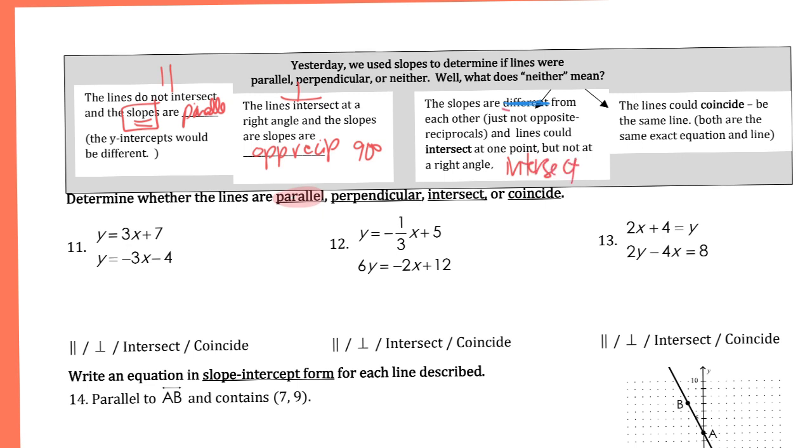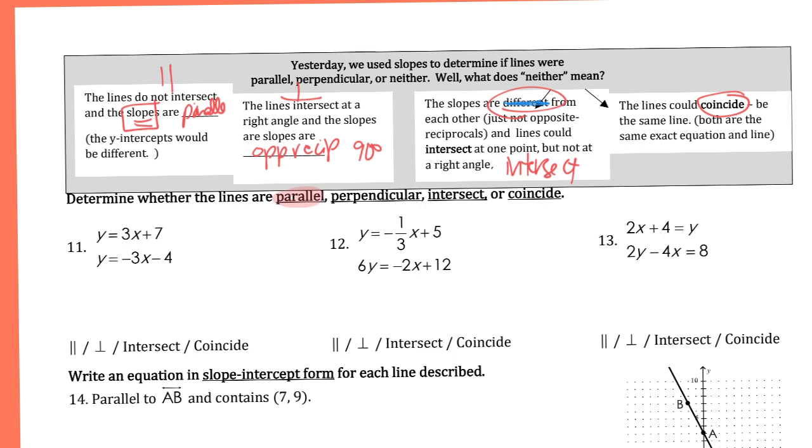Now, if they're the exact same line, that means they coincide. So if you look at the equations and they're both y equals 2x plus 3, then when you graph both of them, they're going to be the exact same line. So they coincide. They could be parallel, where the slopes are the same but the y-intercepts are different. They could cross at 90-degree angles where the slopes are opposite reciprocals. They could just intersect because the slopes are different from each other. All lines that have different slopes will intersect in some way.